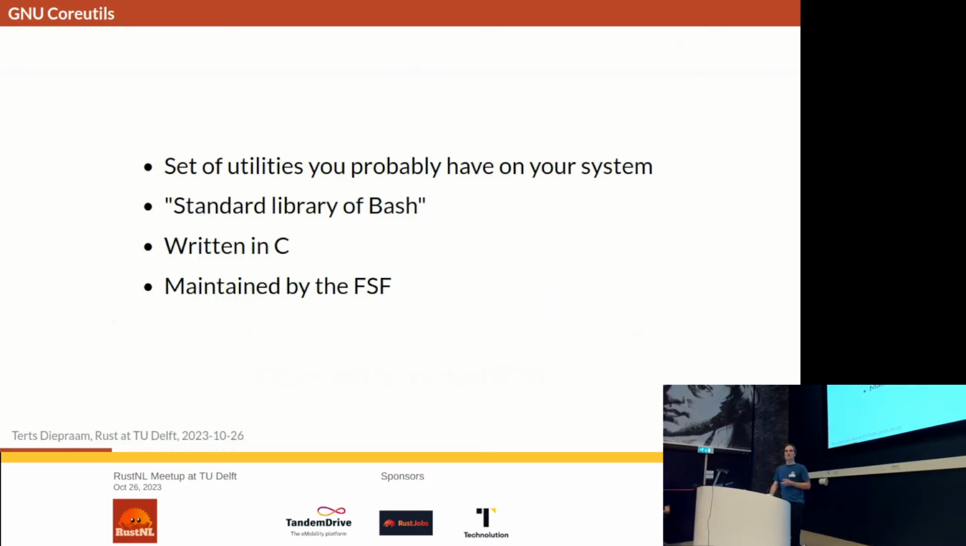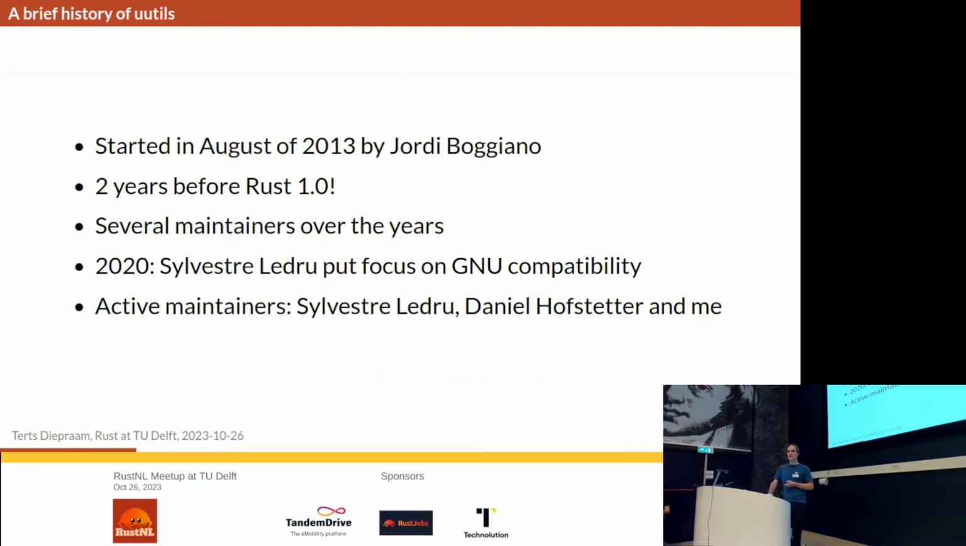So a brief history of uutils. It started all the way back in 2013, which is 2 years before Rust 1.0, which is kind of impressive, by this guy called Jordi Boggiano. And then several maintainers have taken over over the years. And then finally in 2020, this guy called Sylvestre, he works at Mozilla in Paris, and he needed a COVID project, basically. So he took over and he gave this project a little bit more direction.